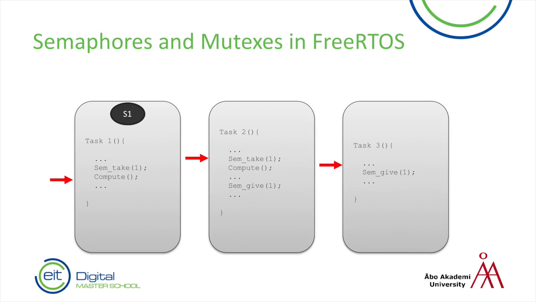When the execution of task 3 starts, it returns the semaphore with the ID 1 back to the system, and task 2 can now grab it and enter the compute stage. Task 2 also returns the semaphore when the computation is completed, and anybody is again free to grab the semaphore.